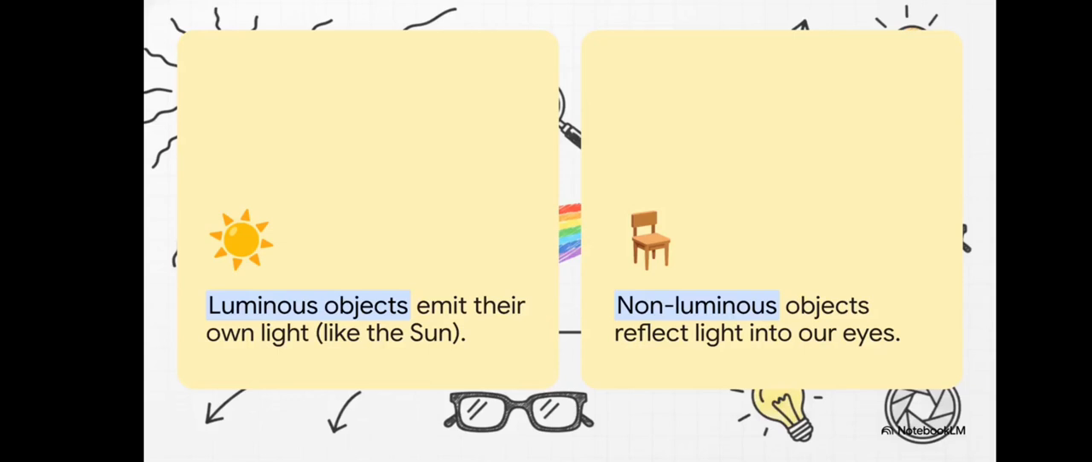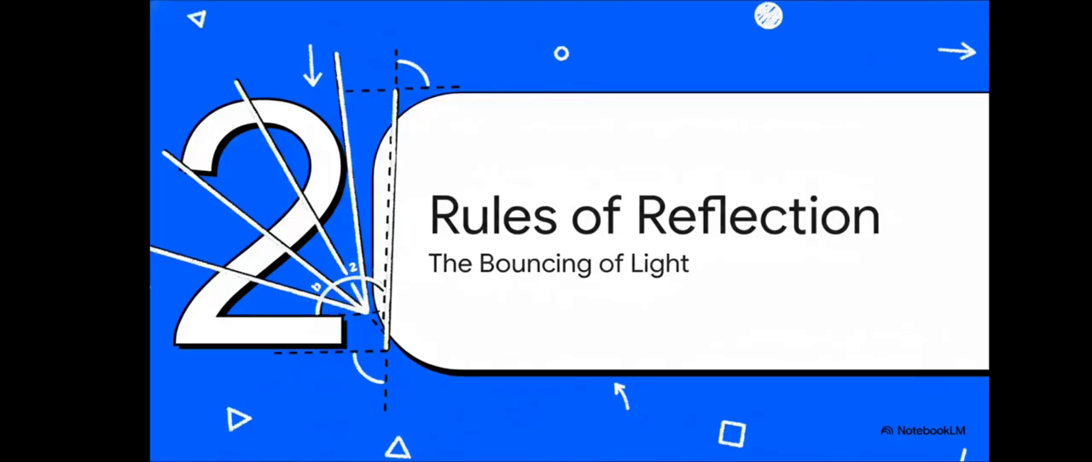Then you have non-luminous objects, like the book on your desk, a chair, or even the moon in the night sky. You only see these things because light from a luminous source hits them and bounces off right into your eyes. No bounce, no vision. That brings us to Section 2, the rules of reflection.